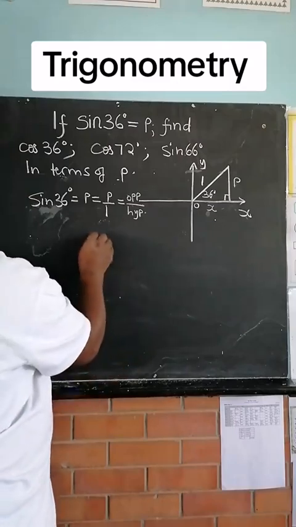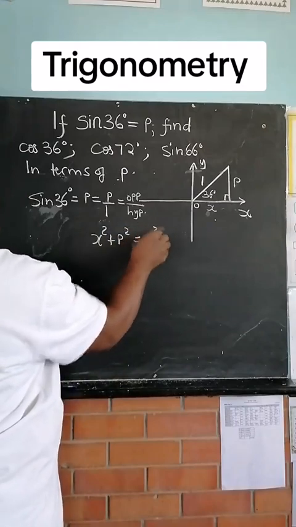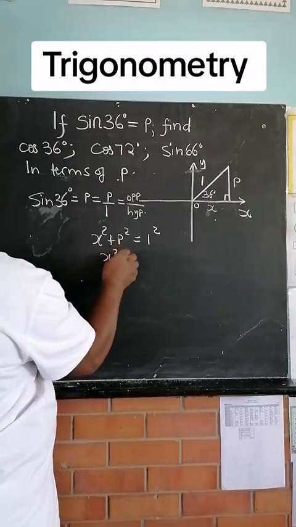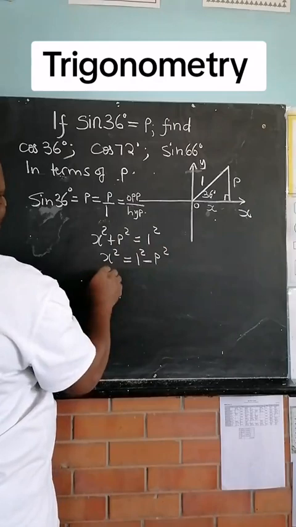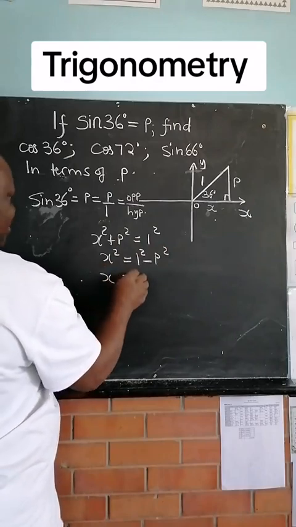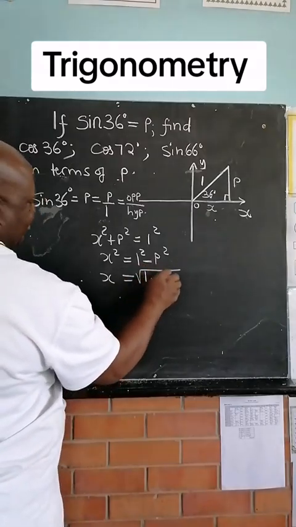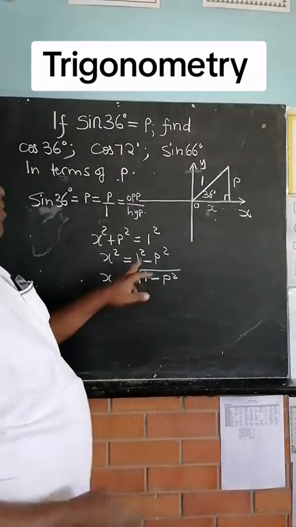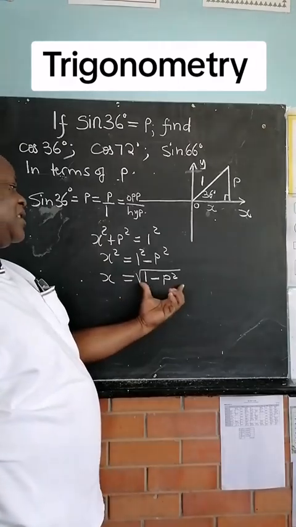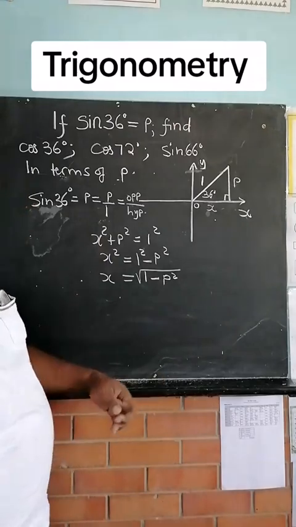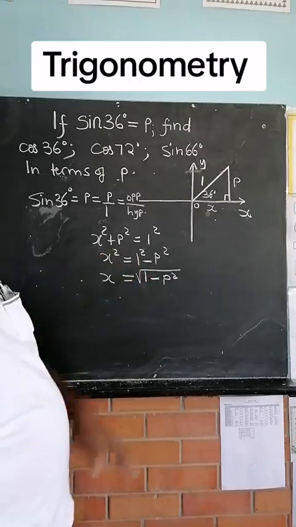So Pythagoras says x squared plus p squared is equal to 1 squared. So x squared is equal to 1 squared minus p squared. X is equal to the square root of 1 squared minus p squared. I have simplified 1 squared, which is actually 1, to that, and this is my expression, because the square of 1 is simply 1.